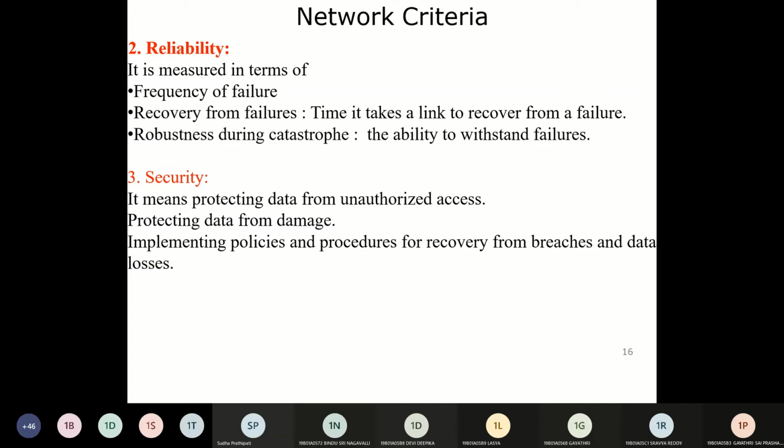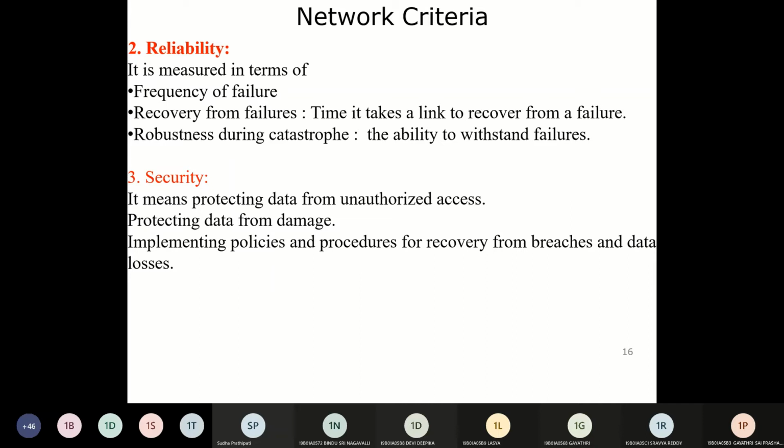Okay, so if the network is failing so often, then we say that the network is not good. So reliability is low. So a network should always possess this quality of reliability, being able to function in odd situations, and recovery from failures. Even if there are failures, it should recover fast, and robustness during catastrophe, which is the ability to withstand failures. So these are all measured in terms of reliability: the frequency of failures, how well the link is recovering from the failure, and whether the network is robust or not.